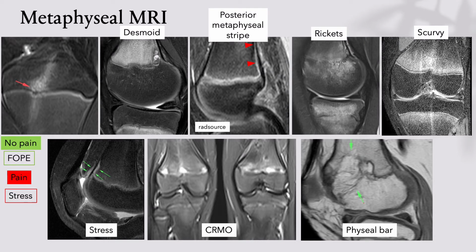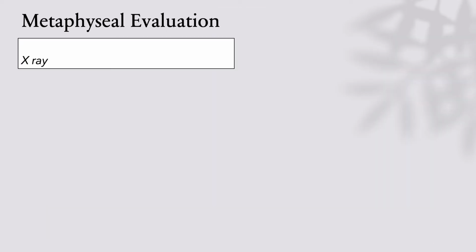So here again is a summation of all the metaphyseal MRI findings. The normal FOP zones, again, no pain, it's a FOP zone. If it's pain, it's stress reaction. The cortical desmoid, the posterior metaphyseal stripe, rickets, scurvy, anterior cortical stress reaction, non-bacterial osteitis, and then finally the physeal bar.